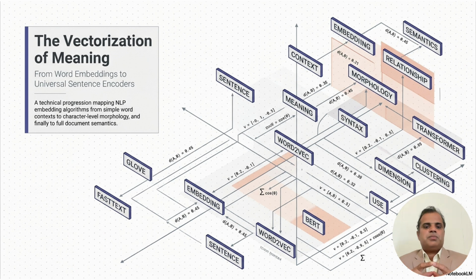Today, we will explore from simple syntax to semantic embeddings. We will map the progression of NLP algorithms from Word2Vec, which captures word level context. Then we will explore FastText, character level morphology, and eventually macro level representations like Doc2Vec, and we will also explore Universal Sentence Encoder. This is the journey of turning human intent into mathematically computable spaces.